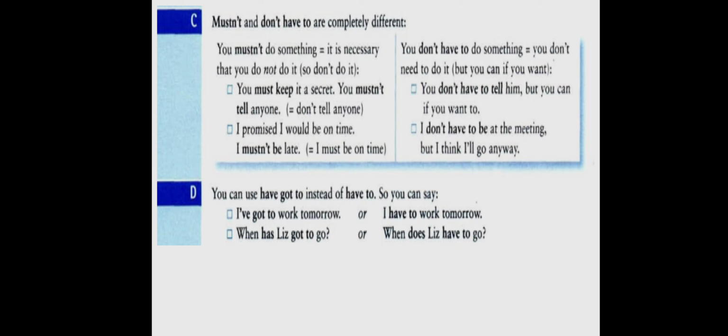You don't need to tell him. If you want to tell him, you can tell. That means it is optional. It is up to you to decide. Second example, I don't have to be at the meeting, but I think I'll go anyway. I am not forced to be at the meeting, but if I want to go, I'll go. Means it is up to me to decide.